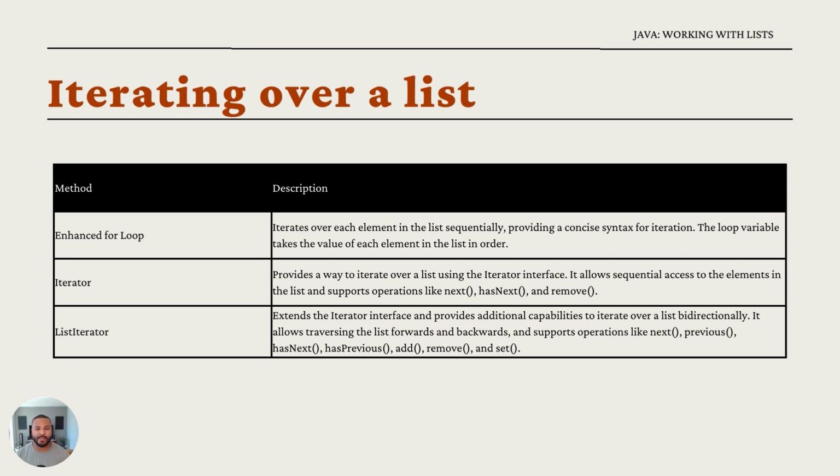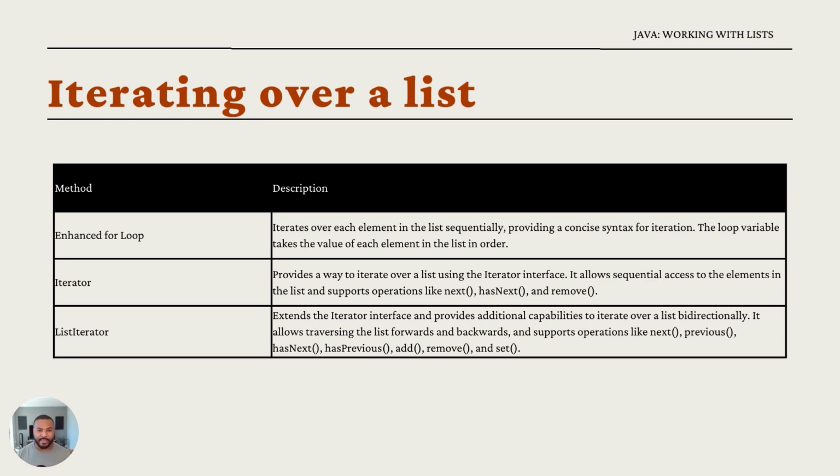So the second method is the iterator. The iterator is a more flexible way of iterating over lists, as it provides explicit control over traversing the list and allows for various operations such as adding, removing, and modifying elements while iterating. So the iterator is suitable for scenarios where you need to perform complex manipulations on the list during traversal.